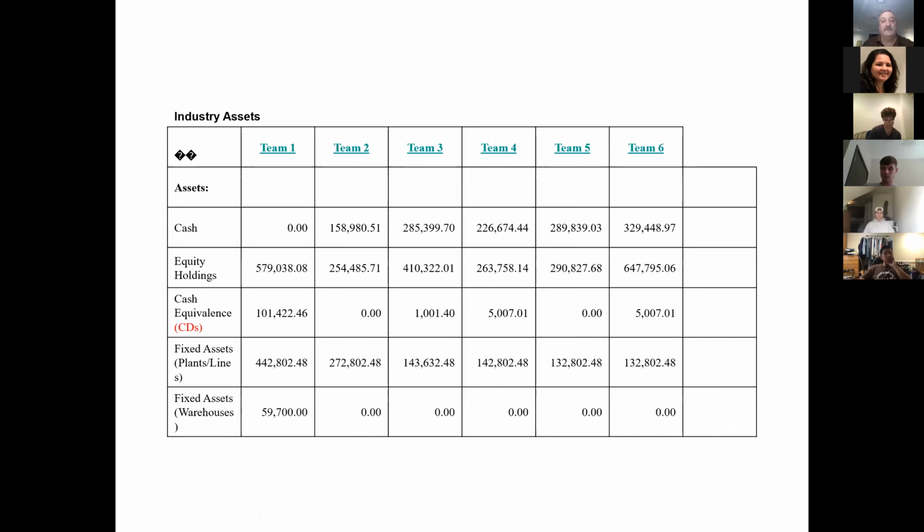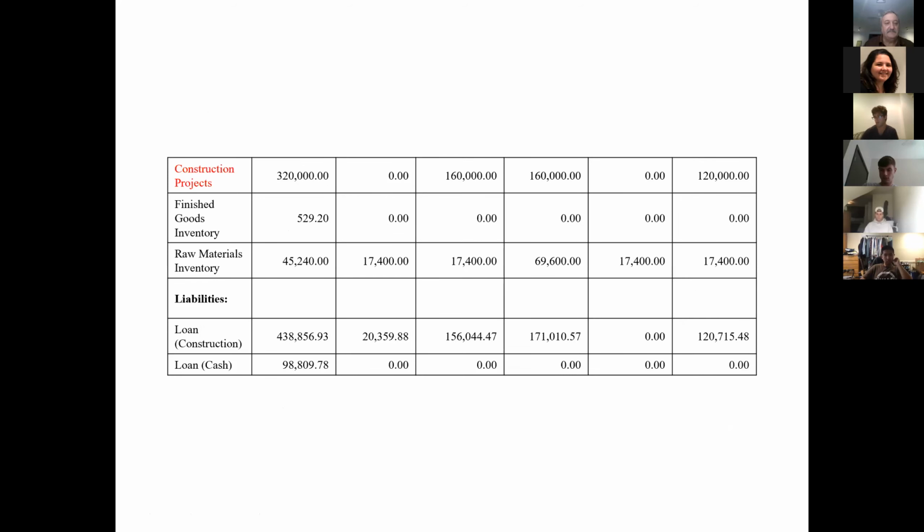All right, so in the industry report for each team, it will tell you how much cash they have on hand, the value of their equities, the stocks that they own, the value of the CDs, certificates of deposit that they own, the value of their plants and lines, and the value of their warehouses, the value of construction projects that are underway, value of the finished goods, value of the raw materials, and it also says the liabilities. How much do they owe in construction loans? How much do they owe in cash loans?